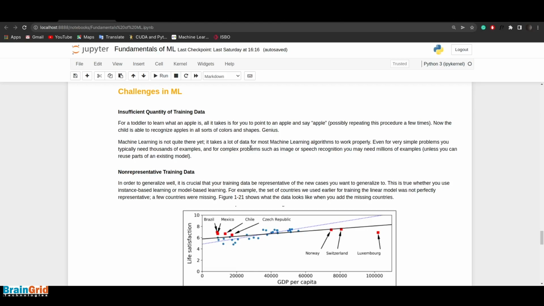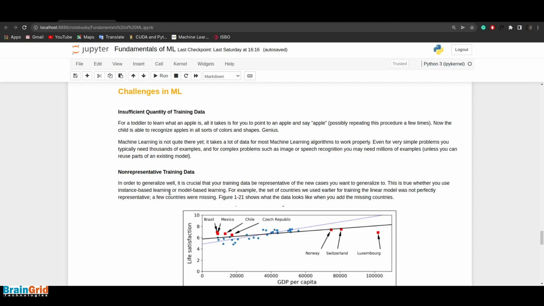It takes a lot of data for most machine learning algorithms to work properly. Even for simple problems, you would typically need thousands of examples. And for complex problems such as image or speech recognition, you may even need millions of examples, right? So that is one challenge, in the sense that we need not just the data, but data in the way the machine learning algorithms need it to be, right? I hope that makes sense.